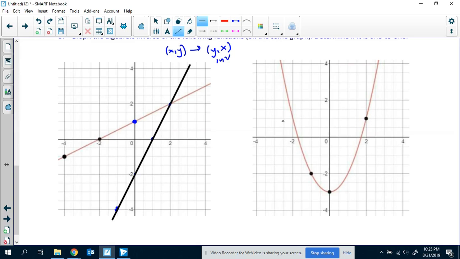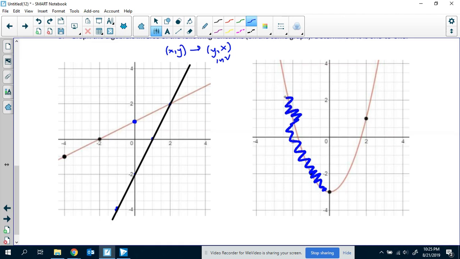Over here, notice that this doesn't pass the horizontal line test. That's a big problem. So since this doesn't pass the horizontal line test, what I'm going to have to do is restrict the domain. So I'm going to restrict everything. I'm going to pretend like this doesn't exist, unless I wanted to do an inverse relation, which would be a sideways parabola. But I'm just going to pretend that that doesn't exist.